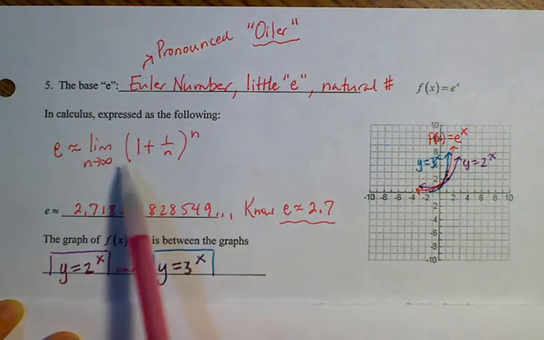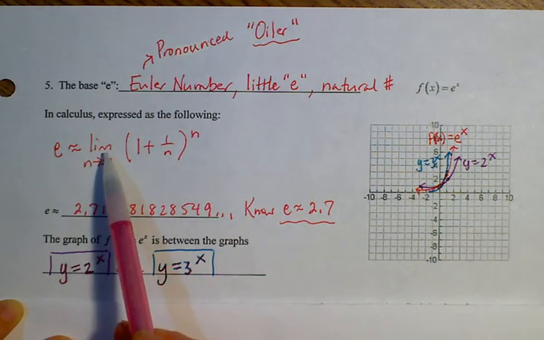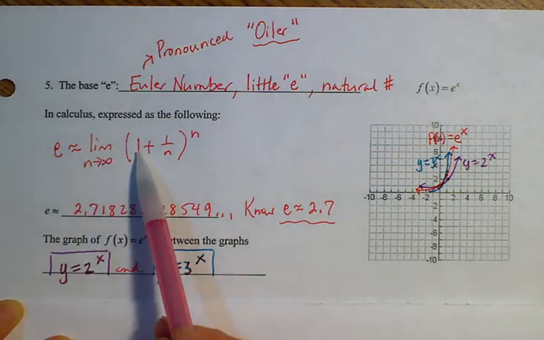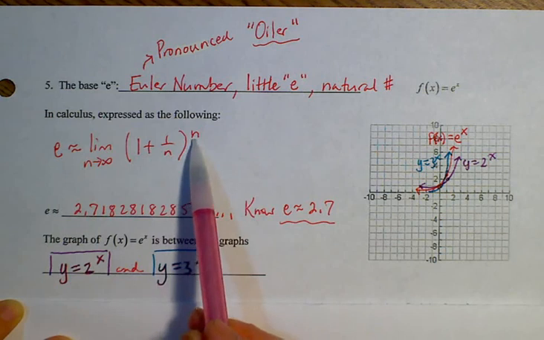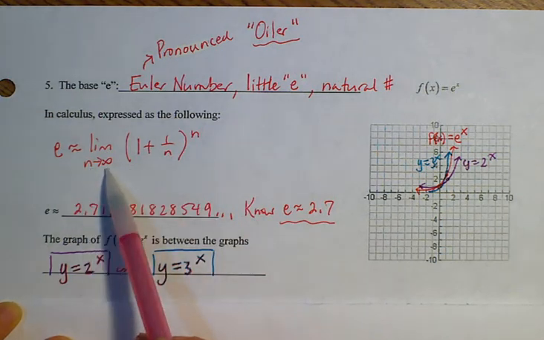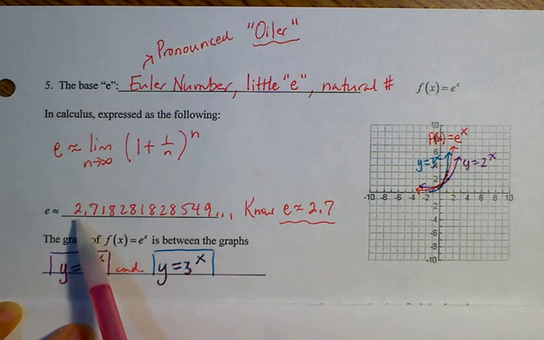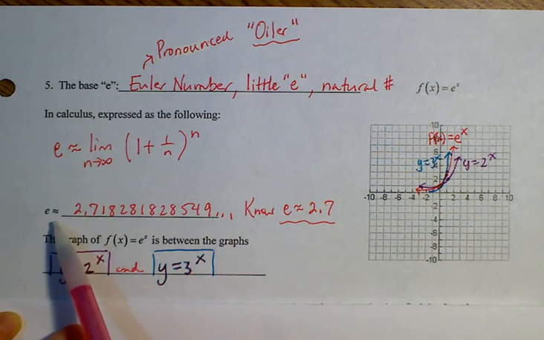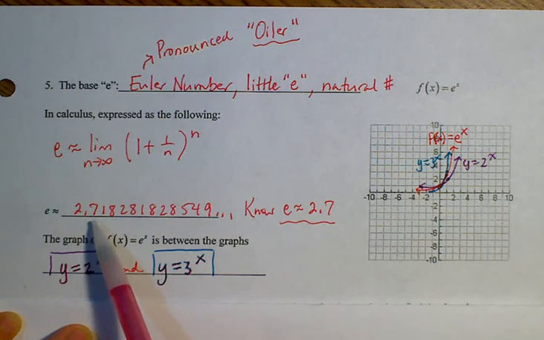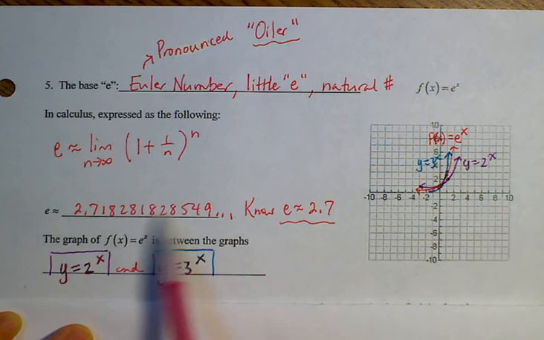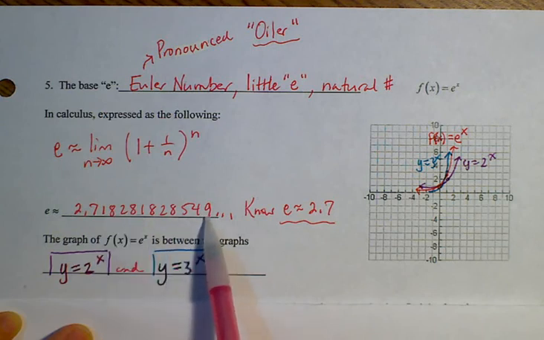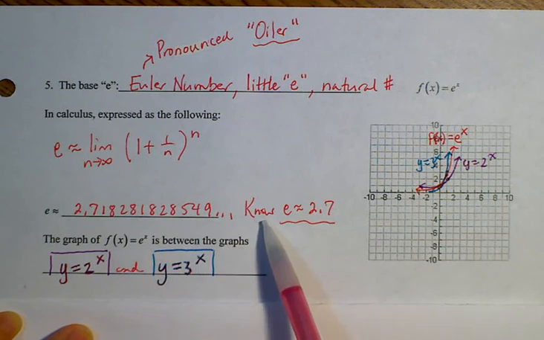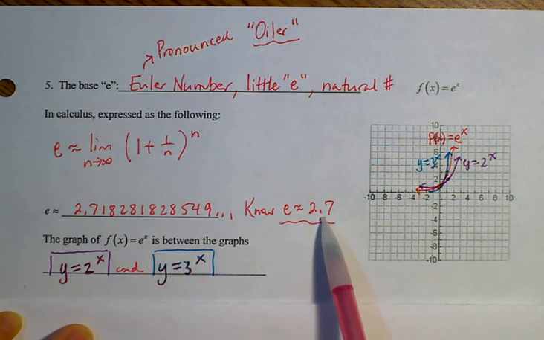In calculus, e is approximately the limit of 1 plus 1 over n, raised to the n power, as n goes out to infinity. It's actually an irrational number, just like pi, and it's approximately 2.7. If you wanted to know the other decimals, it's 2.718281828459. You just need to know that e is approximately 2.7.